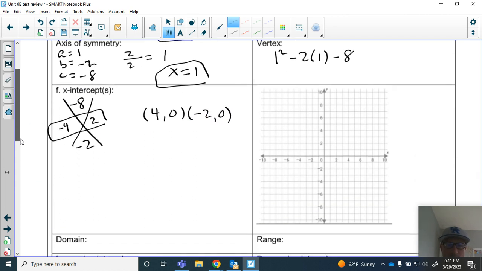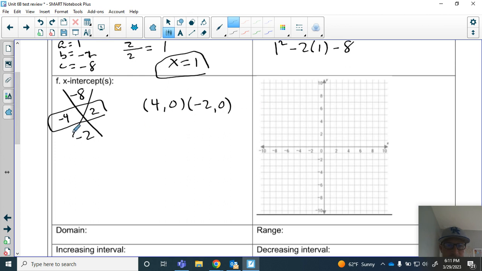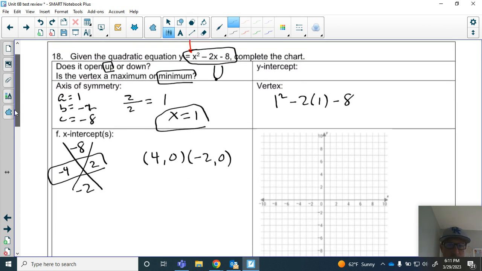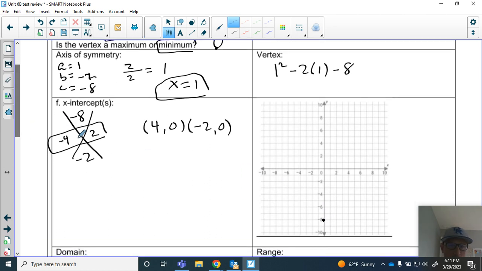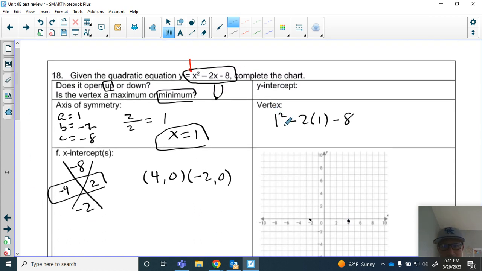And I guess they want us to sketch this graph right here. All right, we know our y-intercept is negative 8. Okay, we know our x-intercepts are 4 and negative 2, and positive 4 over here. And I guess I got to figure this out.